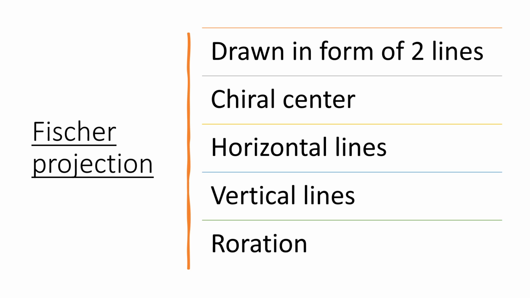An example of such a projection would be, here I have written an example for the Fischer projection. Here at the intersections, all are chiral carbons. Here you can see there are two intersection points, one in the center over here and one over here. These two are the chiral centers, and these are the horizontal bonds and these are the vertical bonds.